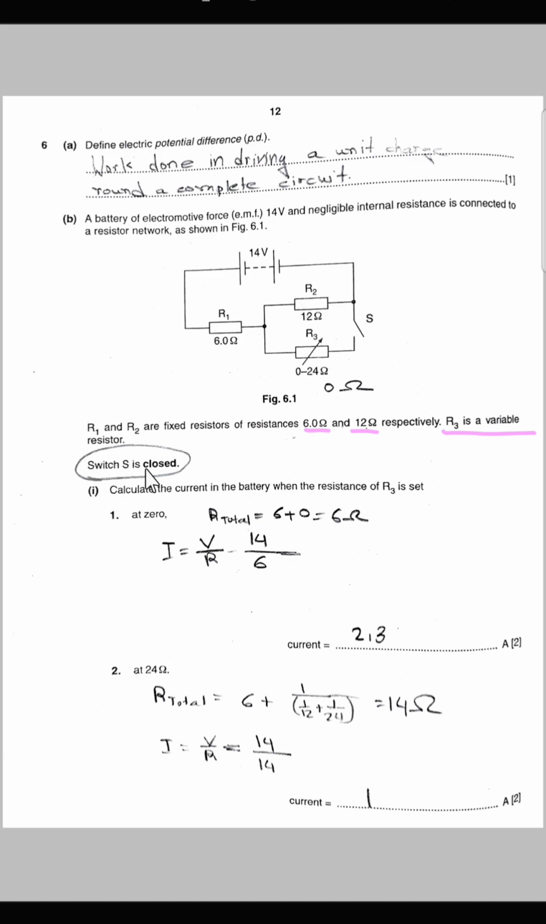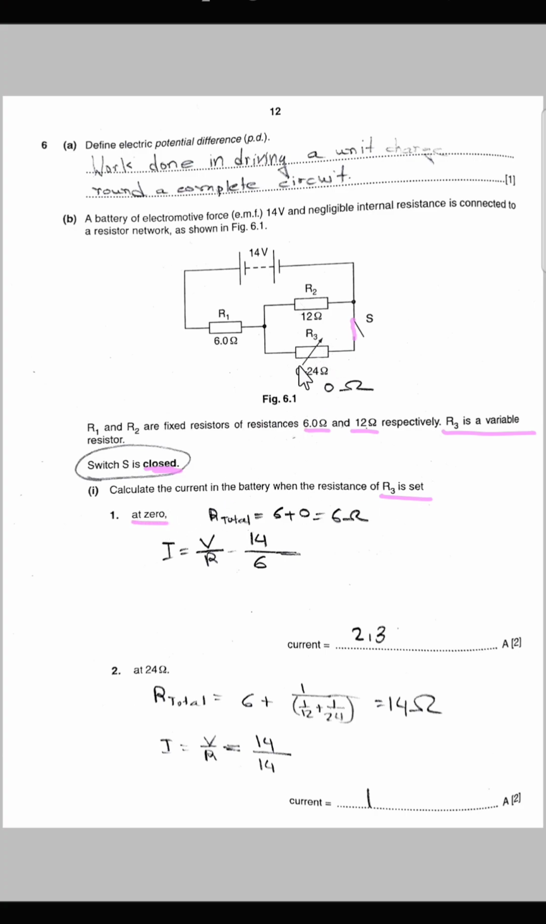We have to remember this statement that switch S is closed. So for this question we have to consider that switch S is closed. Calculate the current in the battery when the resistance R3 is set to 0.